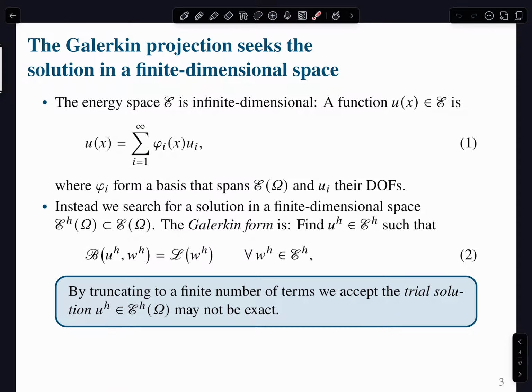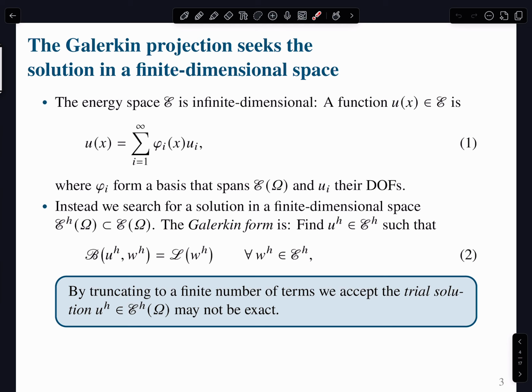But now, again, because what we want is to deal with finite dimensional spaces, I'm going to define a space E^h, and you notice that I say explicitly that it's going to be a subset of the infinite dimensional space. And so the Galerkin form, if I want to just simply state it in abstract form, is simply: find u^h that belongs to that finite dimensional space E^h, such that the bilinear form equals the linear form for all test functions in that finite dimensional energy space.